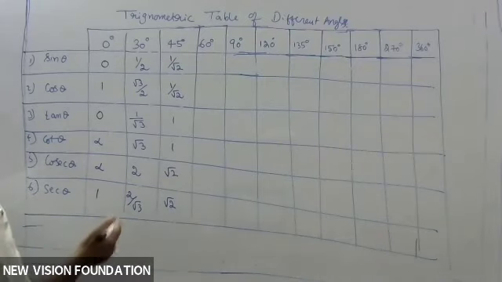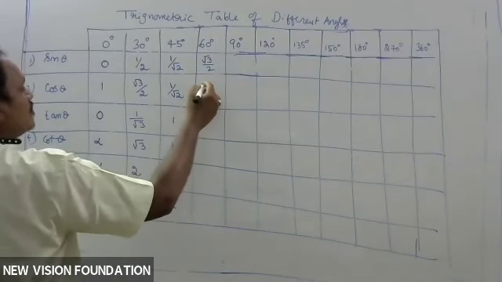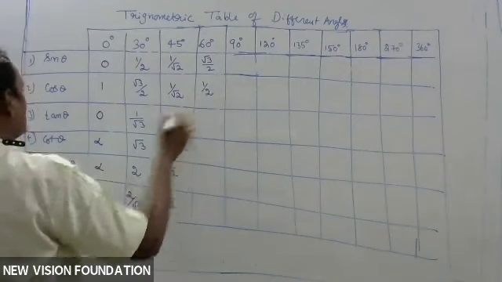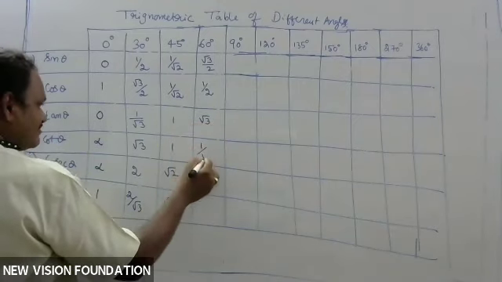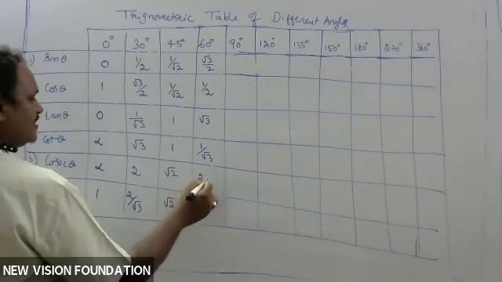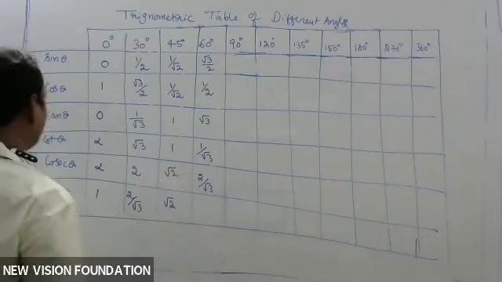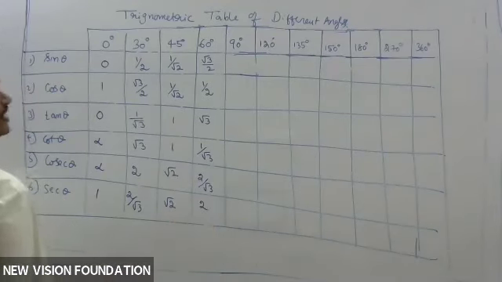And also 60 degrees. Sine 60 degrees we already derived, that is root 3 by 2. Cos 60 degrees is 1 by 2, tan 60 degrees is root 3, and cot 60 degrees is 1 by root 3. Cosecant 60 degrees is nothing but 2 by root 3, which is the reciprocal of sine 60 degrees. Secant 60 degrees is 2.